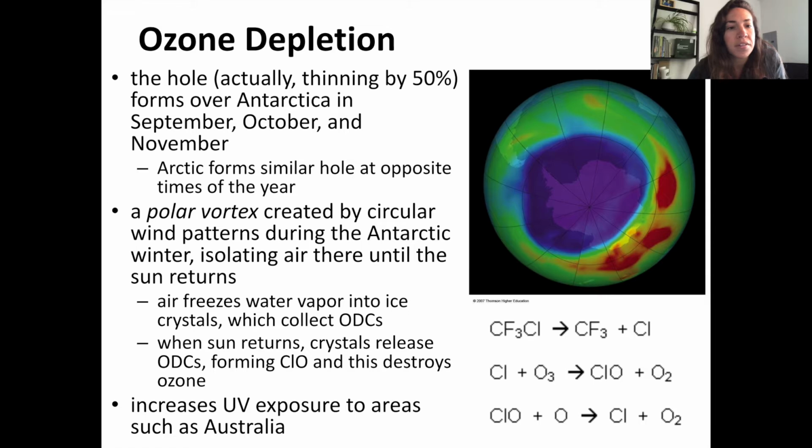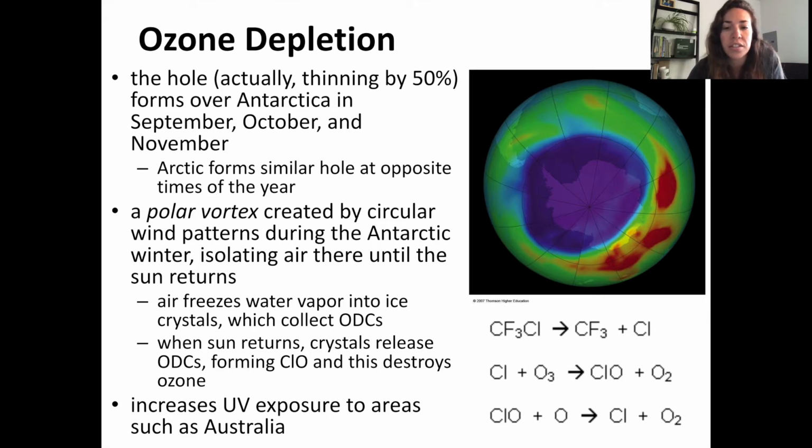The reason for this is that a polar vortex, which is a circular wind pattern around the poles, isolates a pocket of air over those regions during either the winter months in the Antarctic or the summer months in the Arctic. And when the sun returns, the ice crystals, which collect ozone-depleting materials, melt. And so we tend to see that this will destroy ozone.